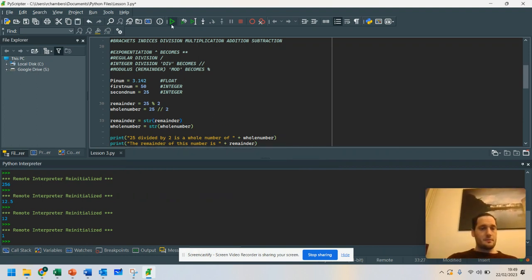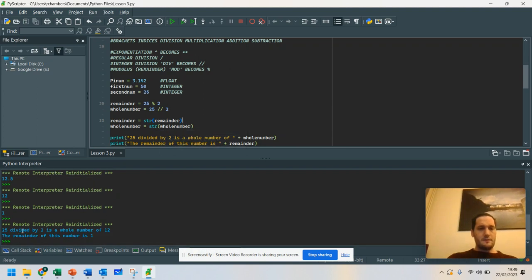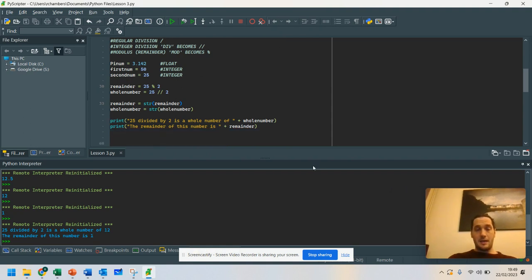I may have a syntax error, but we'll fix that. So 25 divided by 2 is a whole number of 12. The remainder of this number is 1. So that has worked that out there.